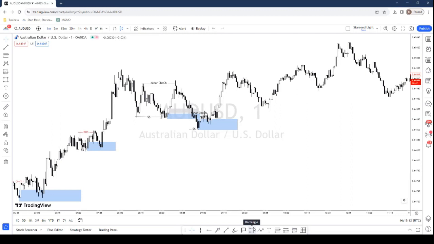And in this entry, it did not fulfill my checklist setup. So I didn't take it. So I did the right thing. Yes, it's becoming much clearer. It's becoming much, much clearer.